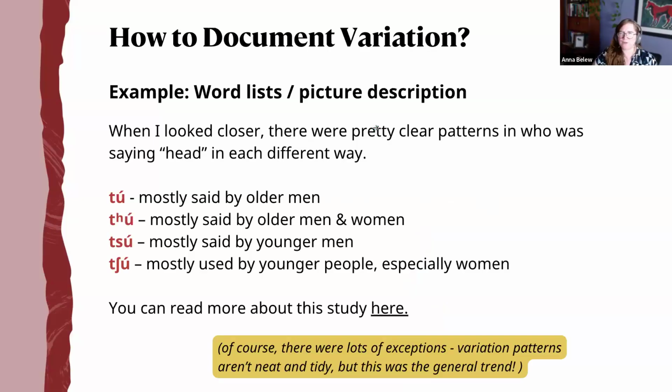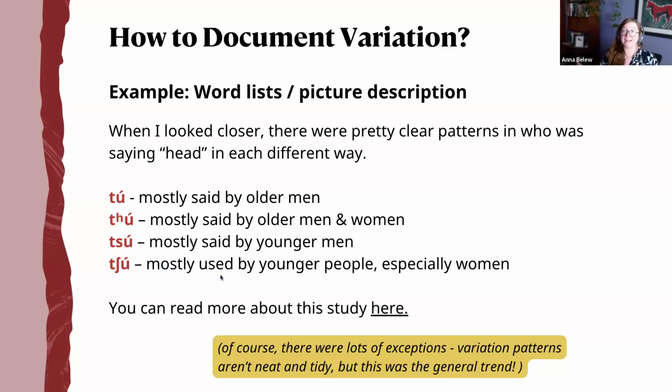And so I started looking closer, like, wait, who is saying each of these things? And when I looked closer and analyzed those patterns, it was pretty clear that there are age and gender differences in who was saying each one. So, in broad strokes, tu unaspirated was mostly said by older men. Tu aspirated was mostly said by both older men and women, so kind of grandparent aged people. Su, with just the s, was pretty much mostly being said by younger men. And then chu, the way I had learned it, was mostly used by younger people, especially women.